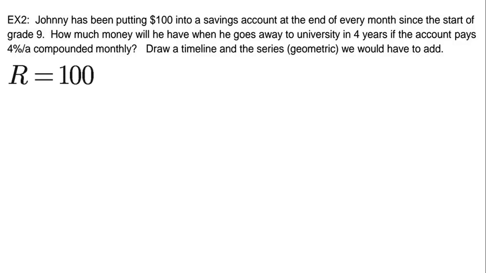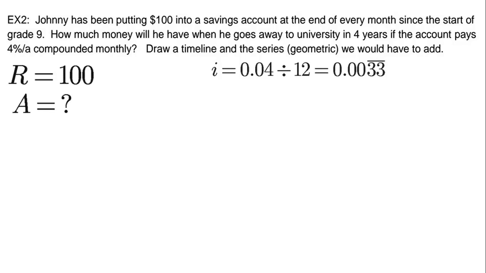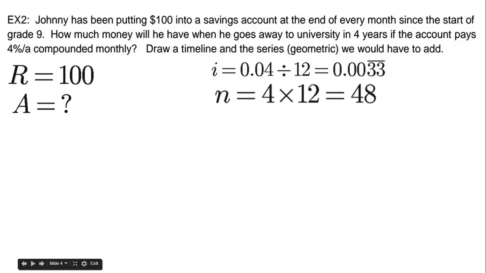So R is the regular payment, 100. A is what we're looking for, the future value. And then the interest rate is 4% divided by 12. And we just don't round it to 3, like use as many 3s as you can, use the line over it, and just write it as many 3s as you can. We're going to do this for 48 months.